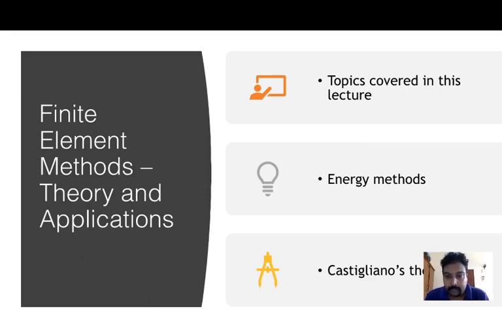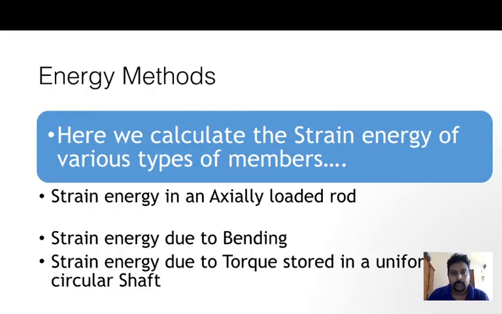Number one is energy methods, and number two is Castigliano's theorem. So in energy methods, we calculate the strain energy of various members. For strain energy, we will consider three cases: strain energy in an axially loaded rod, strain energy due to bending, as well as strain energy due to torque stored in a uniform circular shaft. Basically we are going to focus on axially loaded beams, bending of beams, and torque.